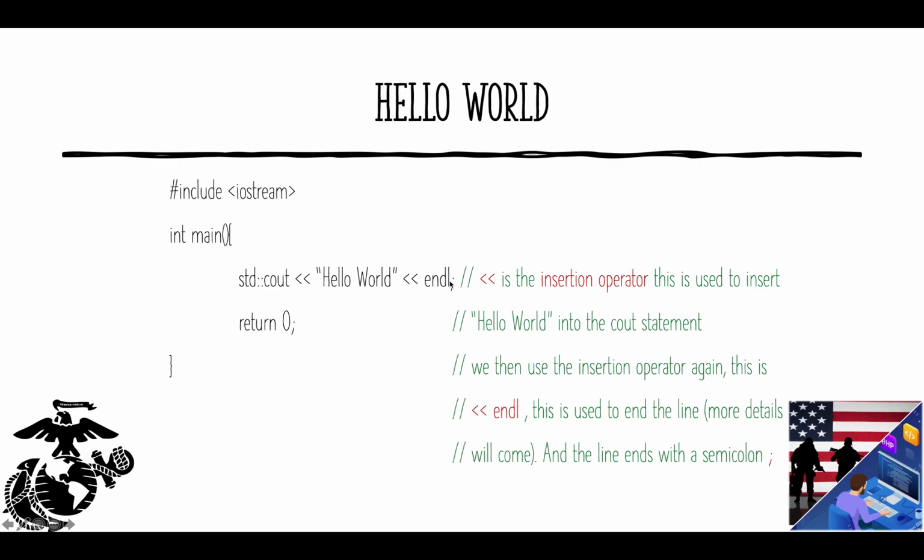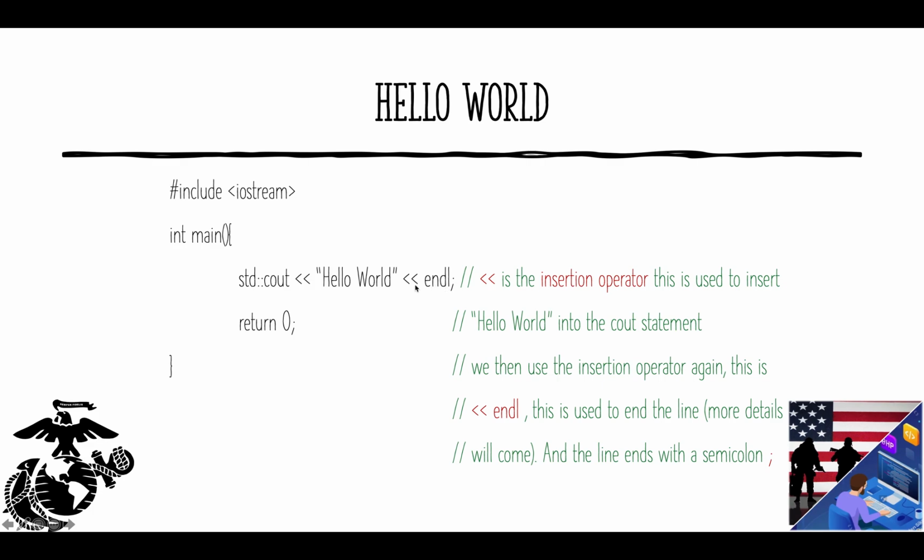And then lastly, we see that there is a semicolon here. A semicolon is how you end your lines of code in C++. So we have cout, insertion operator, our quote, hello world. We end our quote. We do another insertion operator with our end line and then a semicolon.